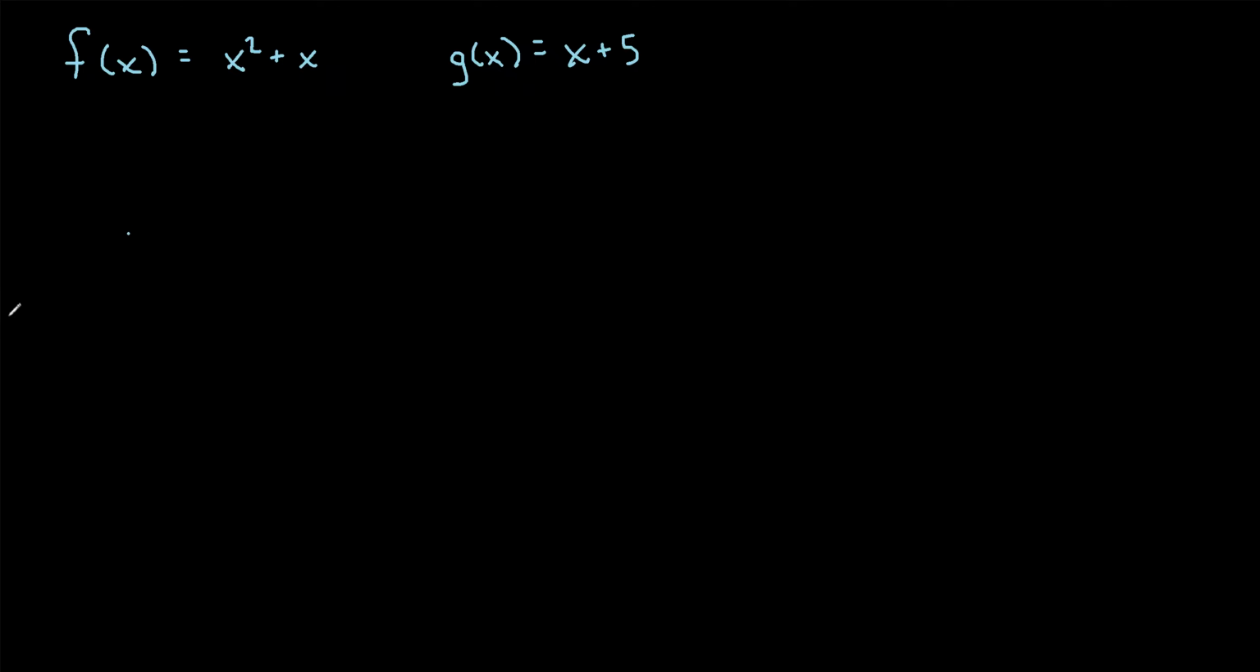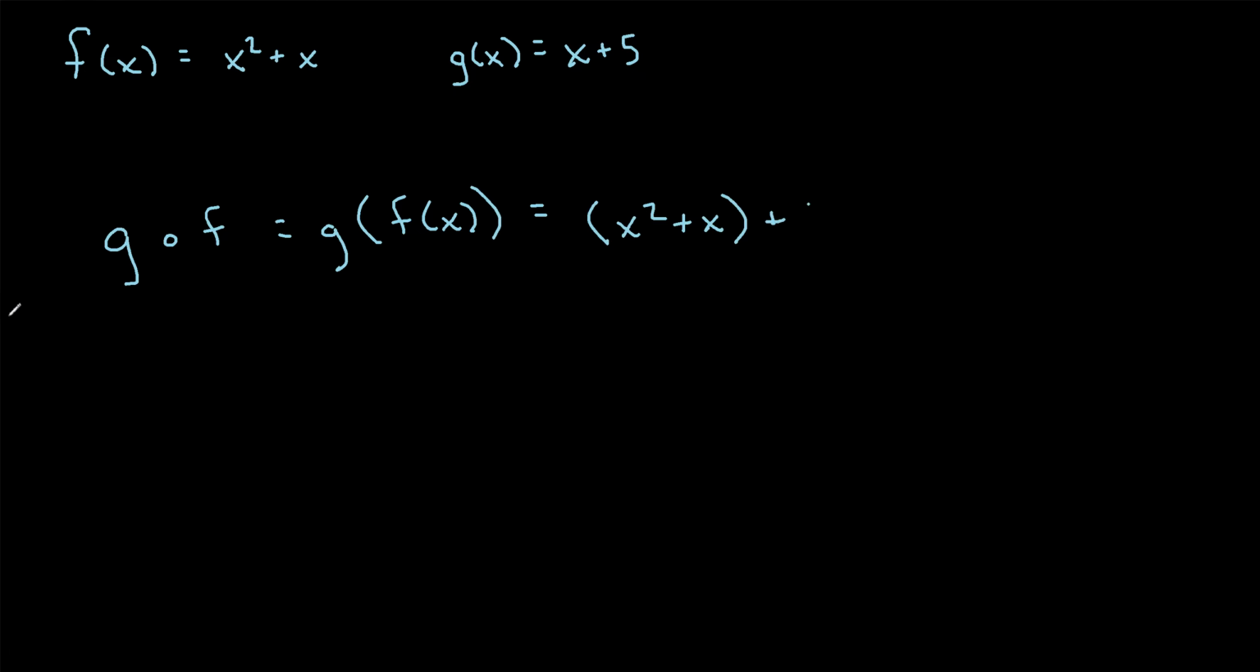Now suppose we wanted to solve g of f. So g of f. Well, we can rewrite that as g of f of x. So the way that we do this is instead of writing our original g of x equation, wherever we see an x, we're going to replace it with all of f of x. So instead of x plus 5, we're going to write x squared plus x plus 5. And this one's a little more straightforward. There's nothing to simplify here. So we're just left with x squared plus x plus 5. That is g of f.